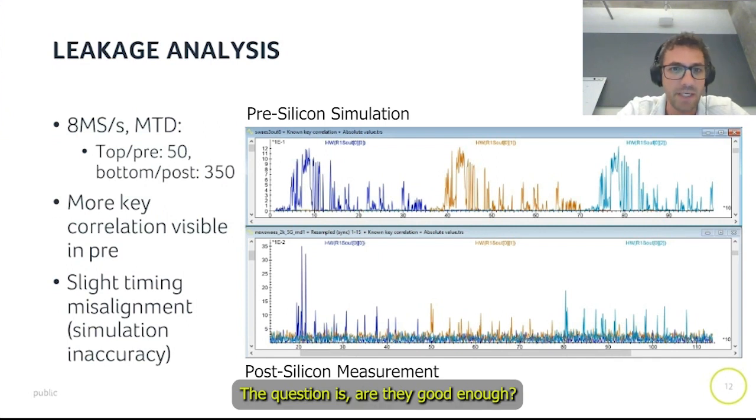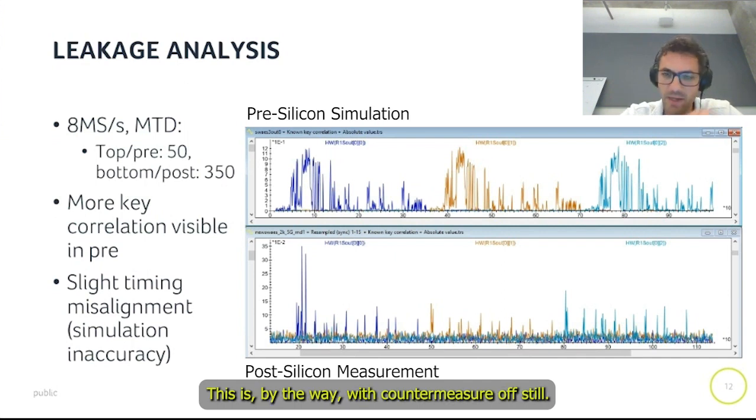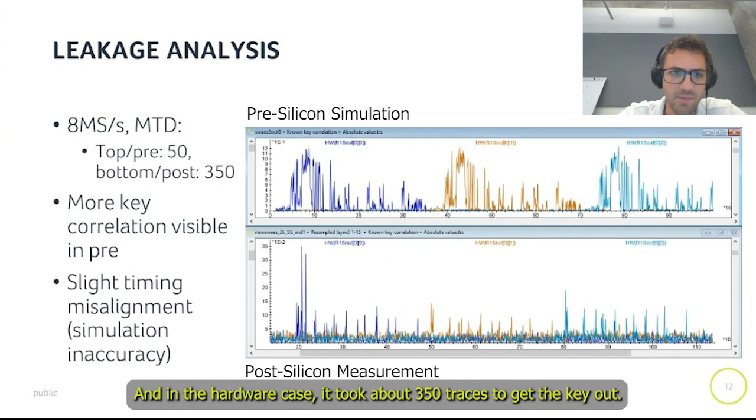The question is, are they good enough? So in the software case, it took 50 traces to retrieve the key. This is, by the way, with countermeasure off still. And in the hardware case, it took about 350 traces to get the key out.